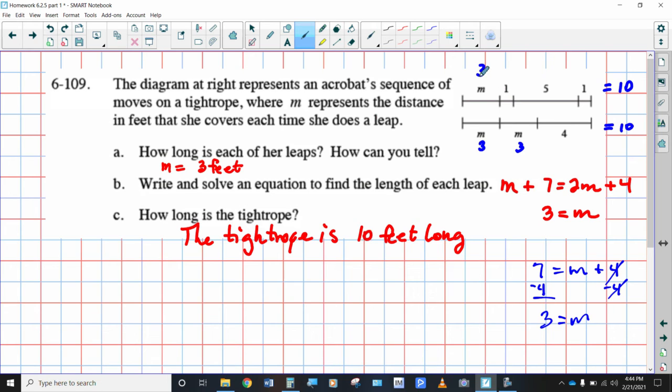So if that's 3, then this becomes 3 plus 7 is 10. And this becomes 6 plus 4 is also 10. So when m is equal to 3, both of these are equal to each other, which means that we've got the solution. m is equal to 3.